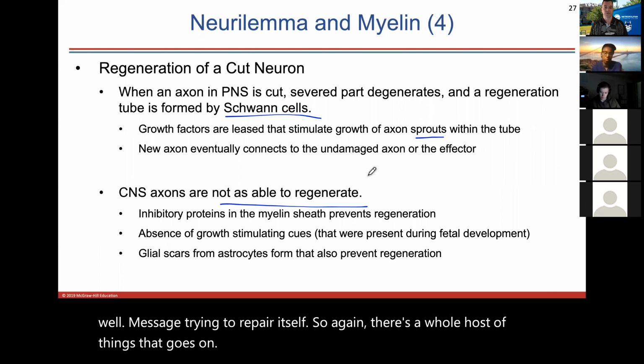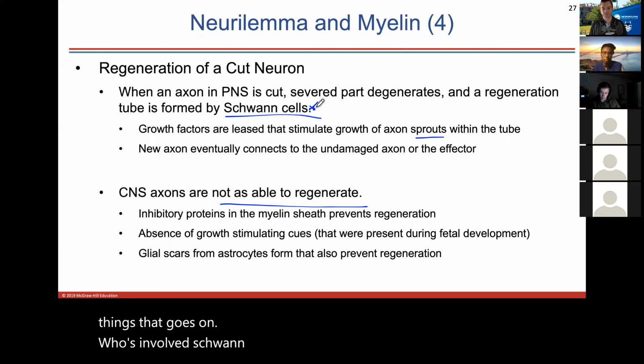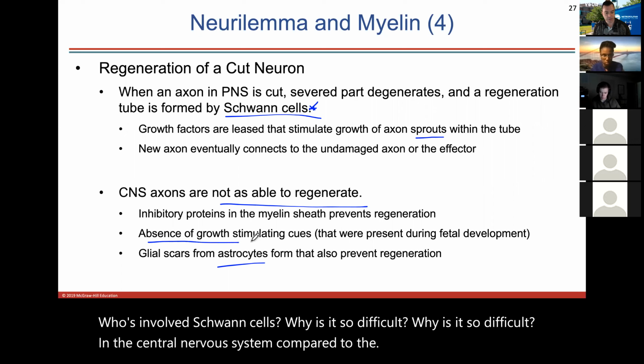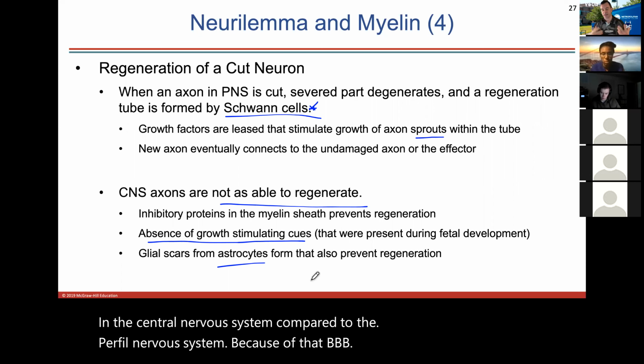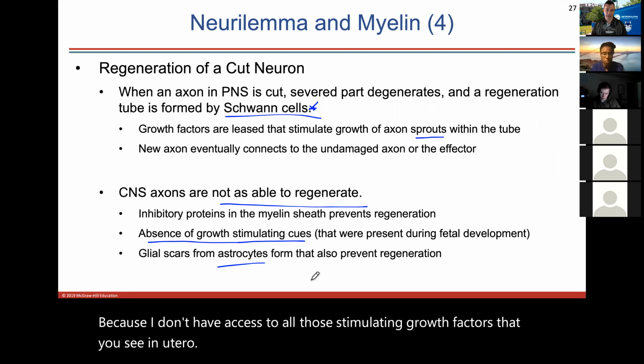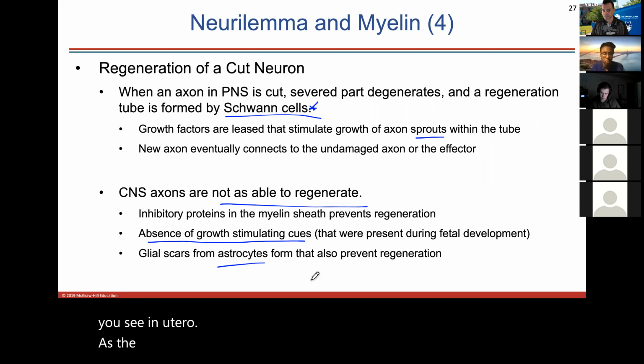Who's involved? Schwann cells. Why is it so difficult in the central nervous system compared to the peripheral nervous system? Because of that BBB, because I don't have access to all those stimulating growth factors that you see in utero as the brain is developing. That's why the CNS is such a hard nut to crack.